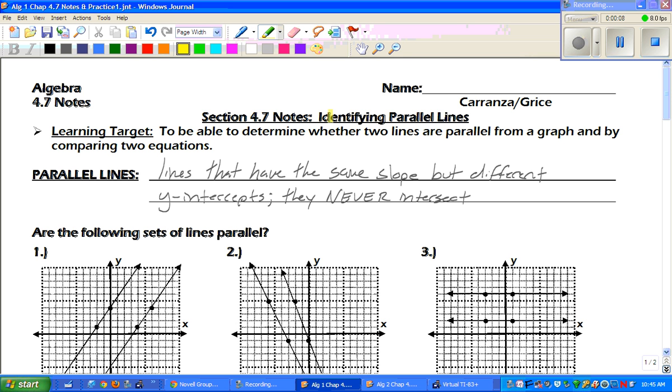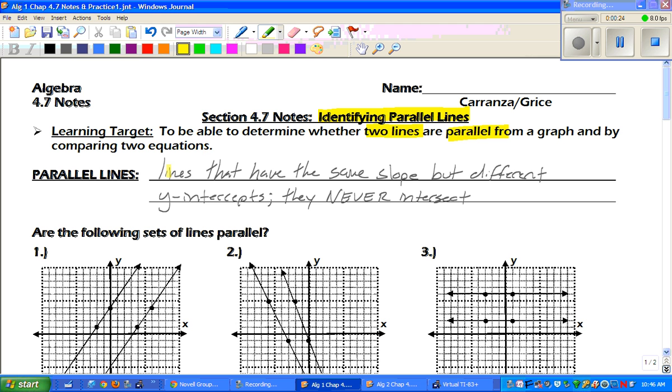Today we're going to be talking about identifying parallel lines. Our learning target today is to be able to determine whether two lines are parallel from a graph and by comparing two equations. So let's go ahead and get started.